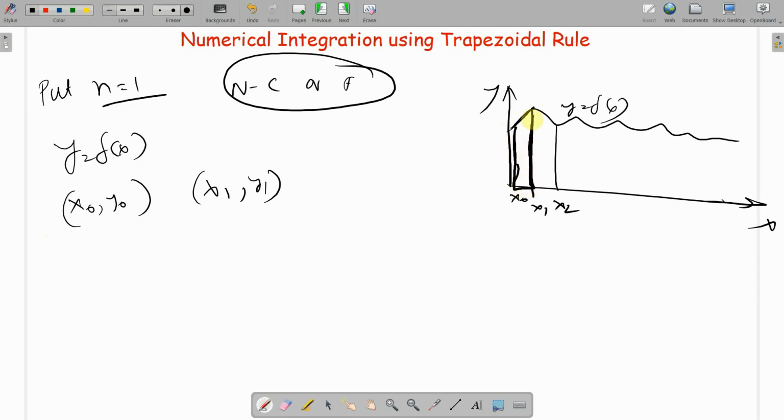In the trapezoidal rule, we'll be using a rectangular or trapezoidal structure. That's not a curved structure. Here I am considering that between x0 and x1, the curve is passing through the points x0, y0 and x1, y1, where the curve is a straight line. Similarly, between x1 and x2, the curve is passing like a straight line.